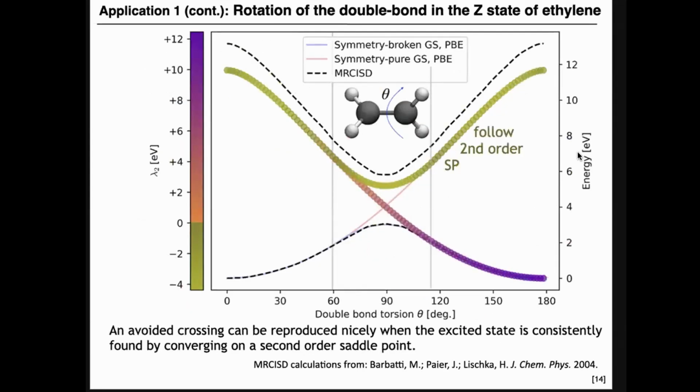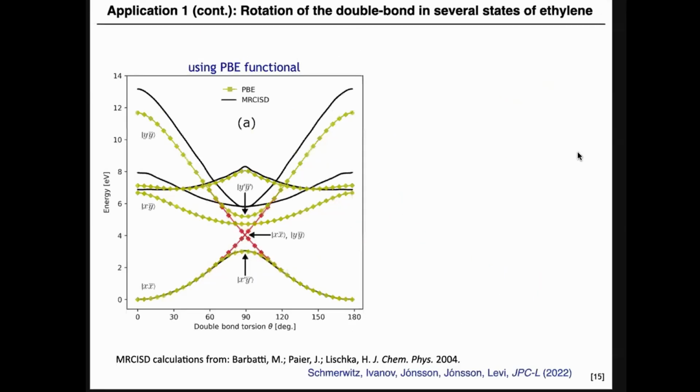Here's the ground state, and here's the excited state. Here's the multi-reference CISD calculation with the dashed line. You can see we're underestimating the excitation energy here, the gap, by a bit. And then we look at other states. We can look at here the Rydberg state comes in, actually. And you can see that qualitatively, the black line, which is the multi-reference calculation, is actually very similar to the calculation with this just PBE functional using a saddle point search method.